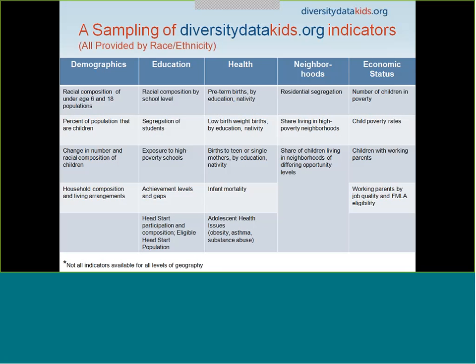Just to give you a sampling before we dive in with this quick overview of the site, we have indicators all provided by race and ethnicity across these categories: demographics, education, health, neighborhoods, and economic status. We have them available at multiple levels of geography, but not necessarily all indicators at the same levels of geography.